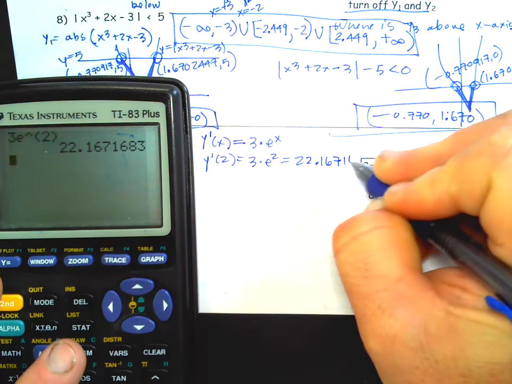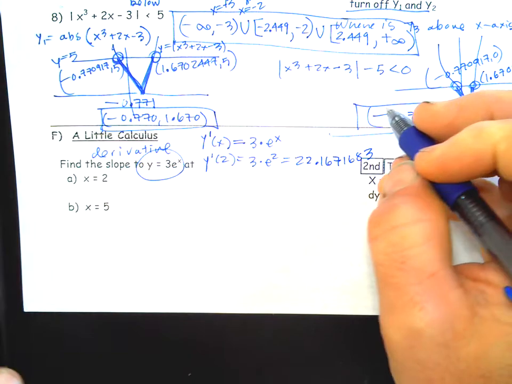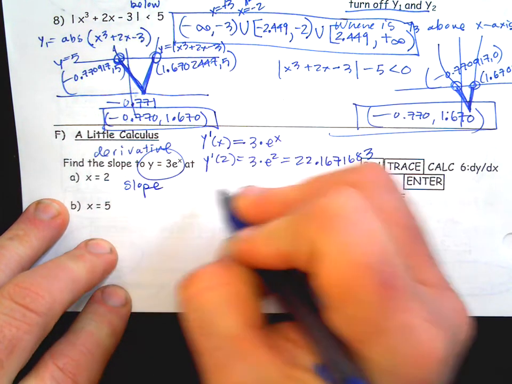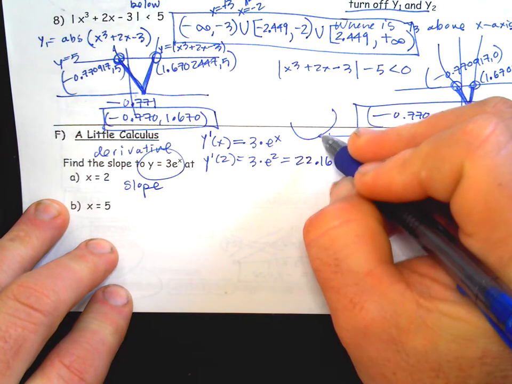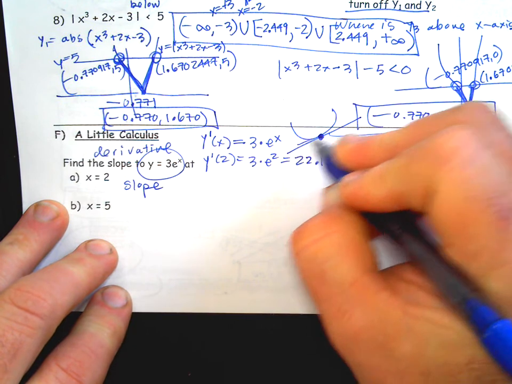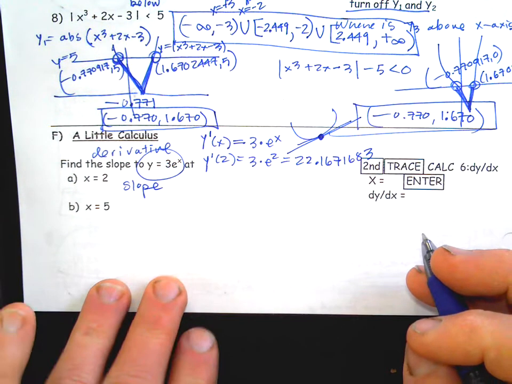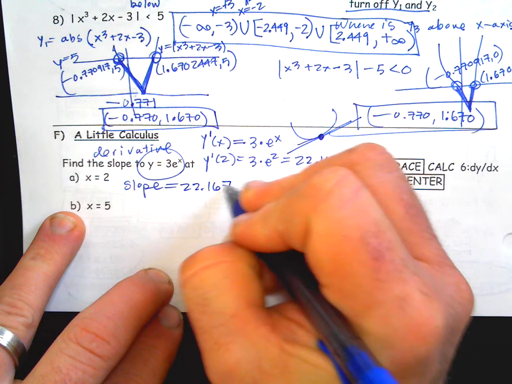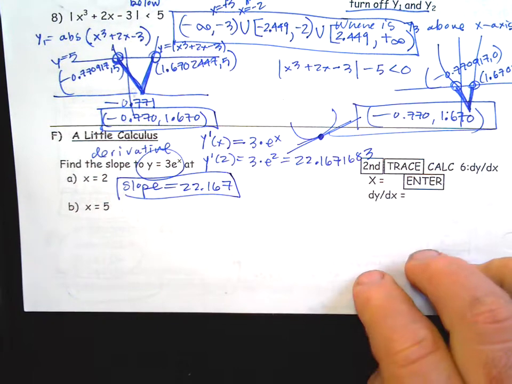the answer is 22.1671683. So the derivative, which is the slope of a tangent line. So if you have a curve and then you have a tangent line, the slope of this tangent line is the derivative, which is also the slope of the curve, the rise over run at that particular point. So the slope here equals 22.167.